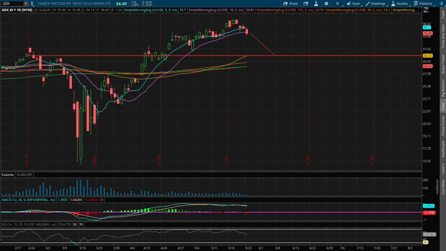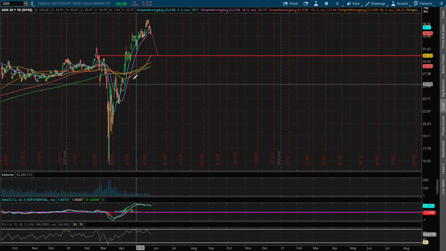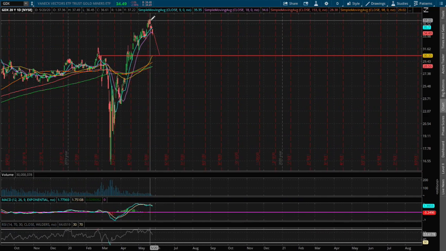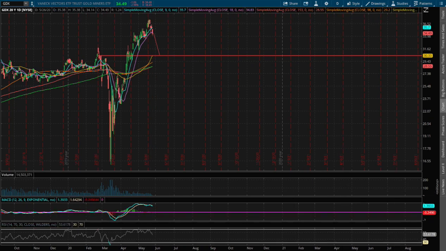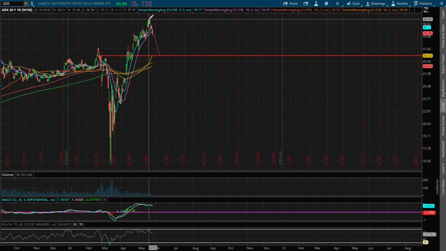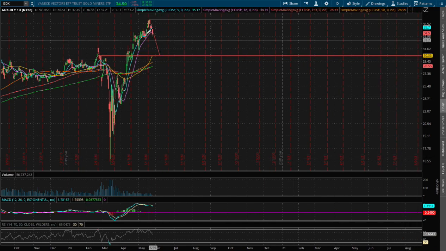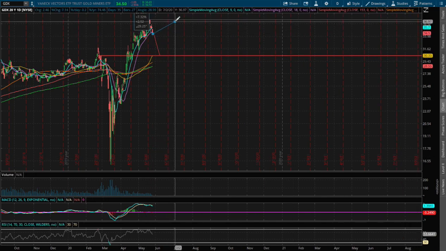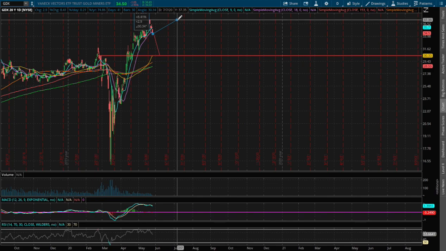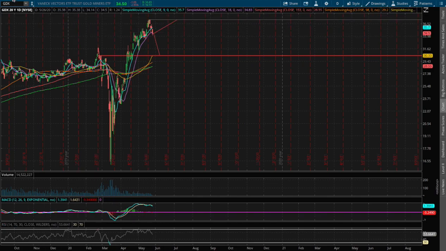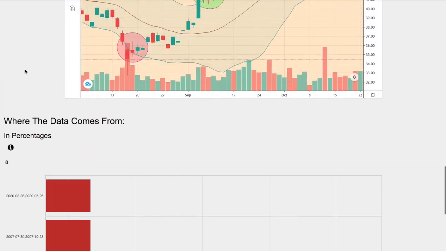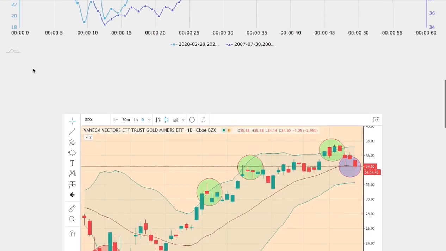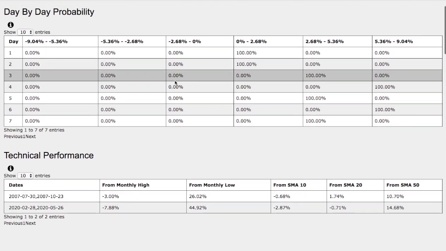And as for resistance, if we do manage to reverse higher, we did make a resistance back last week, on May 19th, at around a price of, I would say, $37.41. And to the upside to resistance, that is around 8.4%. So now let's go to the day-by-day probability model. Again, these models are now available in the link below, so do check it out.